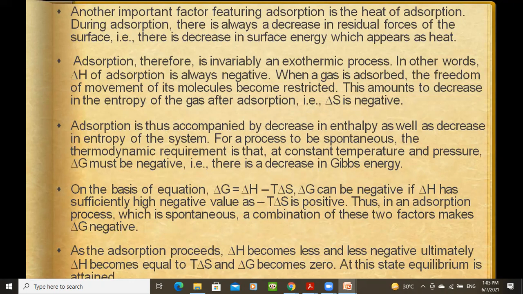If delta H is high and negative, it makes the value of delta G negative as well. As the adsorption process continues, delta H becomes less and less negative. Ultimately, delta H becomes equal to T delta S, and at that time delta G becomes zero. That shows that the reaction is in an equilibrium state. When the change in Gibbs energy is zero, it means the reaction is at equilibrium. Okay.